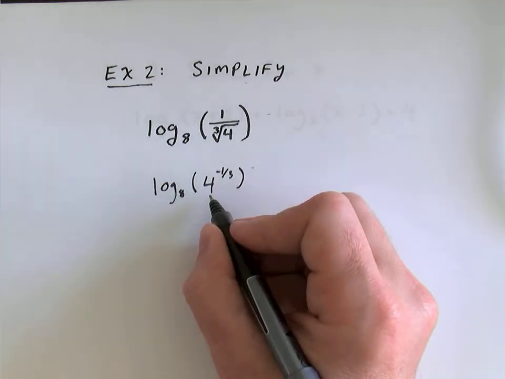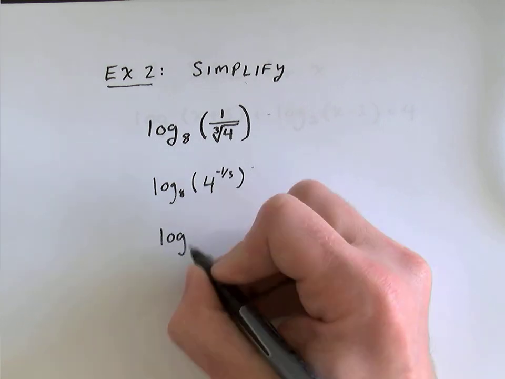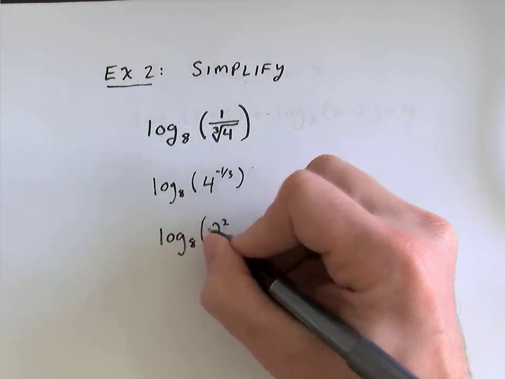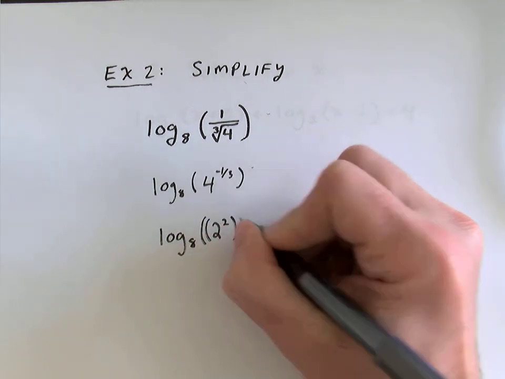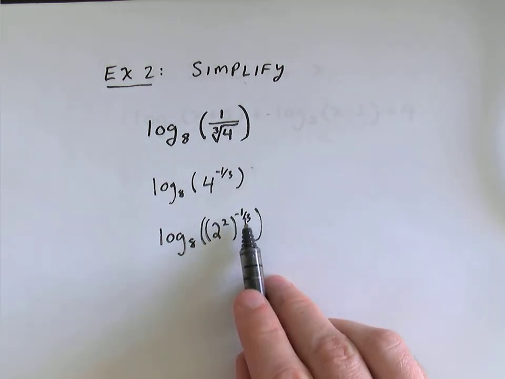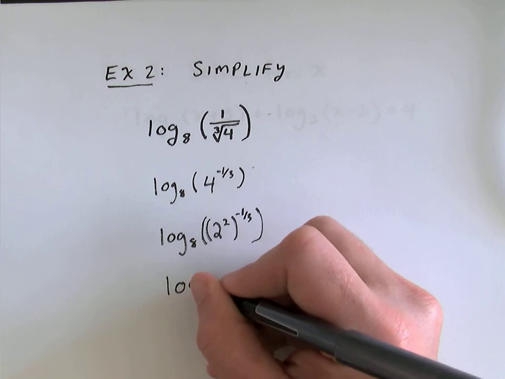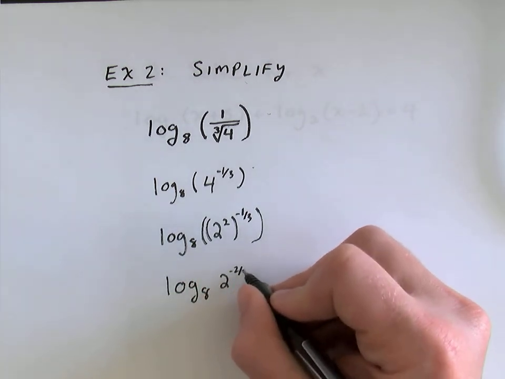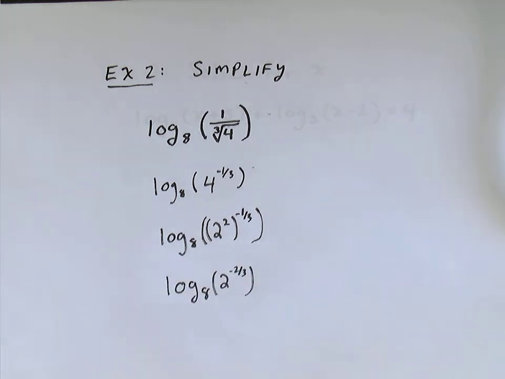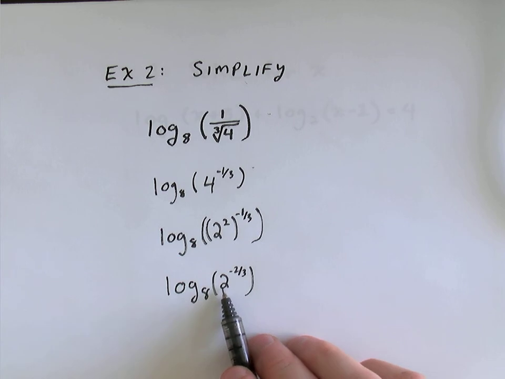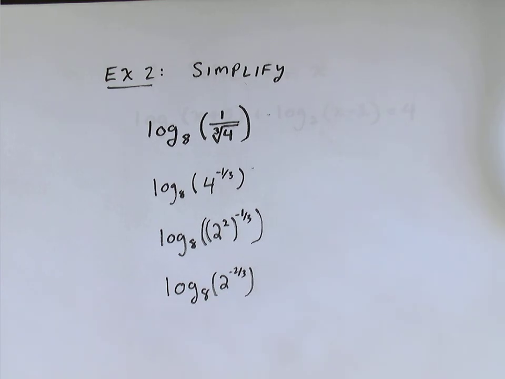Well, 4 is really 2 squared. So I'll say log base 8 of 2 squared, raised to the negative 1/3 power. There's another set of parentheses. When you raise a power to another power, you multiply. This becomes log base 8 of 2 to the negative 2/3. Okay? So I tried working this out the same way I did before, but I can't get this base and the base of the argument there to agree.